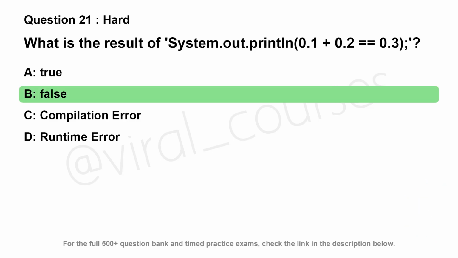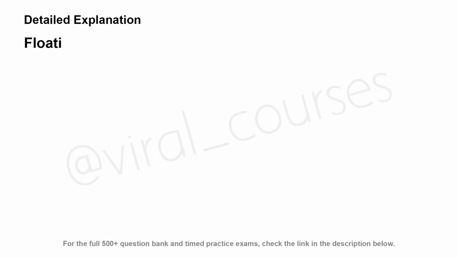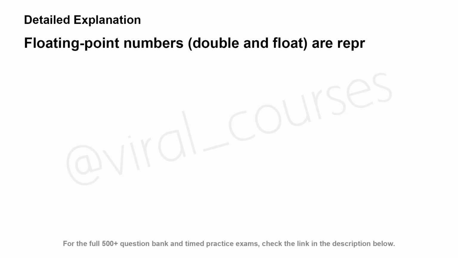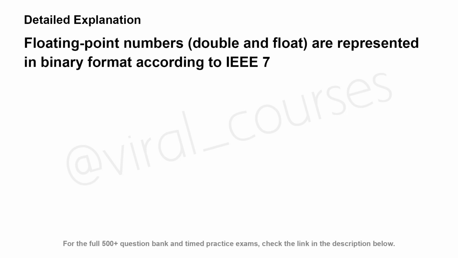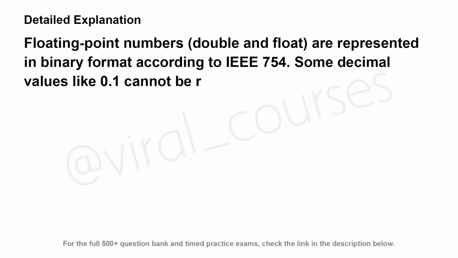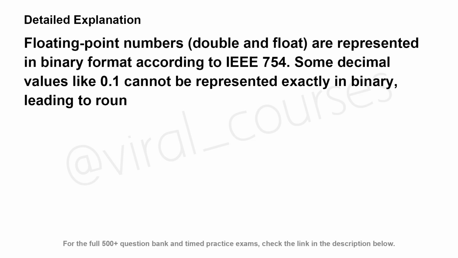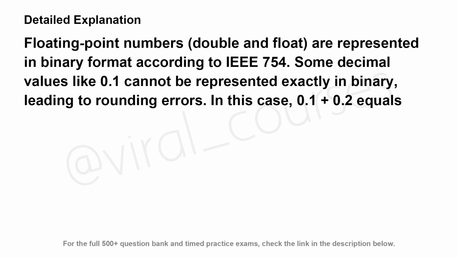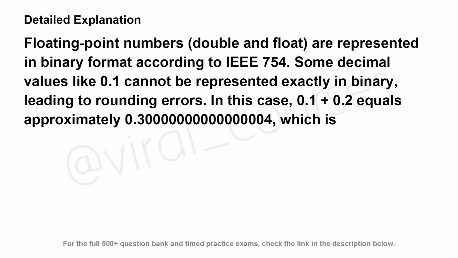The correct answer is B. Floating point numbers, double and float, are represented in binary format according to IEEE 754. Some decimal values like 0.1 cannot be represented exactly in binary, leading to rounding errors. In this case, 0.1 plus 0.2 equals approximately 0.30000000000000004, which is not equal to 0.3.